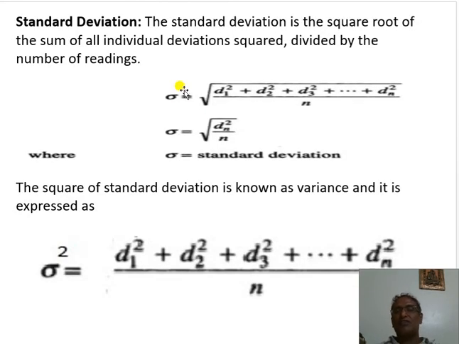Next, standard deviation. Standard deviation is the square root of the sum of all deviations squared, divided by the number of readings. So we take the square root of the squared deviation values divided by the number of readings. The square of the standard deviation is called variance. It is given by sigma square = (d1 square + d2 square + d3 square + ... + dn square) / n, which is the standard deviation in terms of variance.